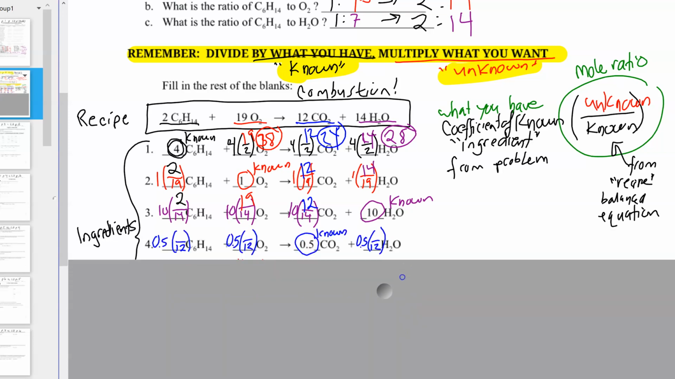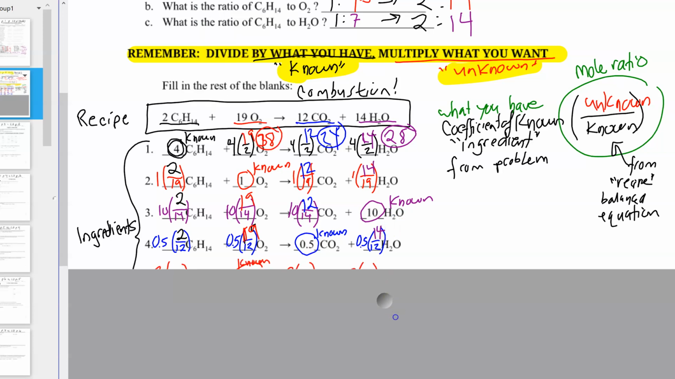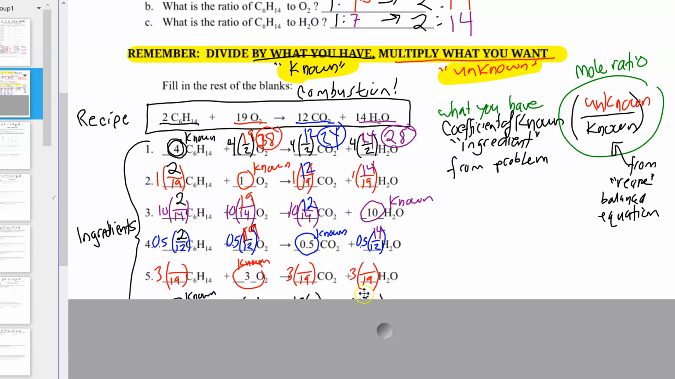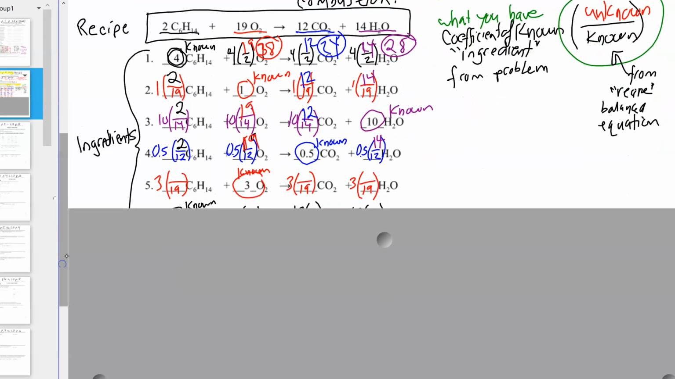Okay, let's see here. Now we have, this is our known, the carbon dioxide. So it's going to be 0.5 times 2 over 12. It's going to be 0.5 times 19 over 12, and it's going to be 0.5 times 14 over 12. Okay, if you really want to know what the answers are, just take out your calculator and get a decimal equivalent for those.